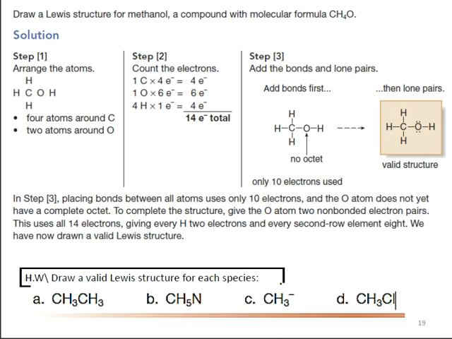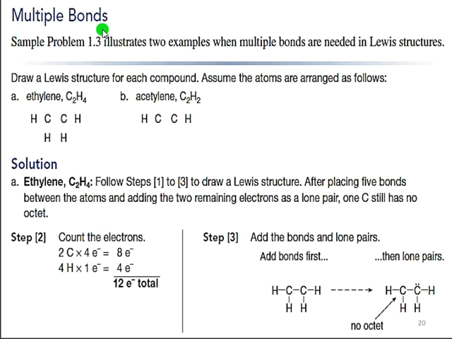molecular formula. Now for multiple bonds, we said before that we also calculate the number of electrons. For example, for ethylene, C2H4, we have 2 carbons. For every 1 carbon we need 4, so it will be 8. We have 4 hydrogens, meaning the total number of electrons is 12. Now put the atoms near each other and put the bonds like that, 1, 2, 3, 4.